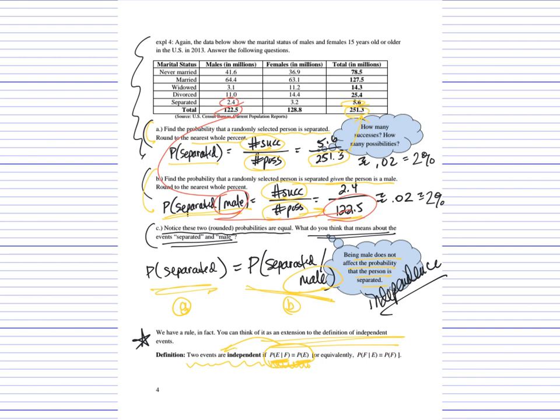So in conclusion, on number 4, we are going to conclude that separated, I know I spelled that wrong, and male are independent events. Let's try to put an A in there. Okay, perfect. Let's move on.